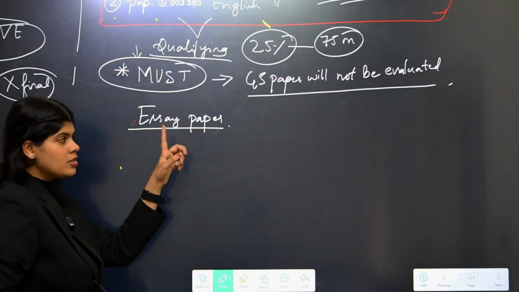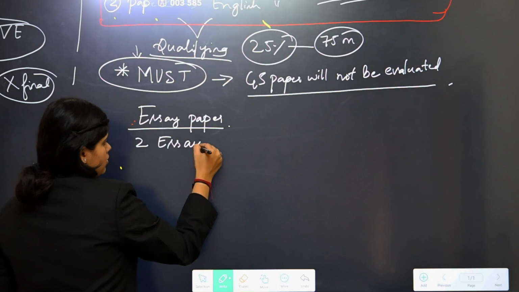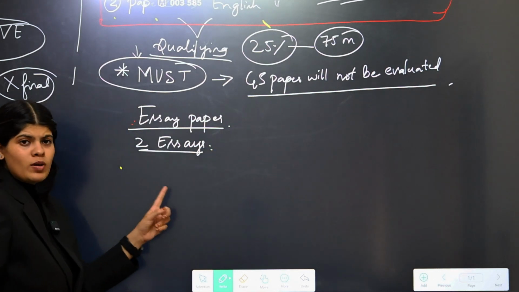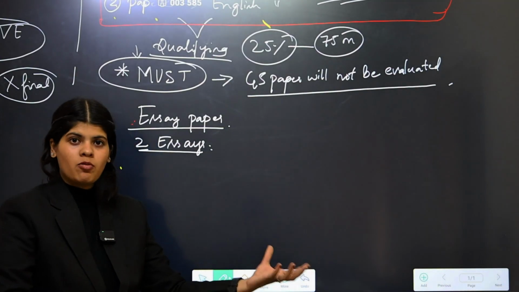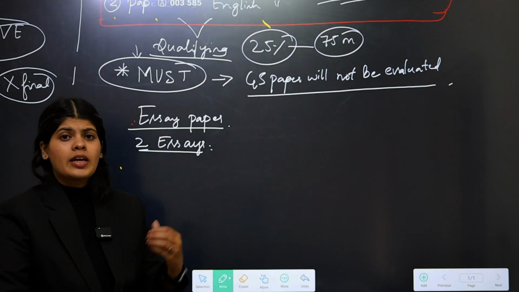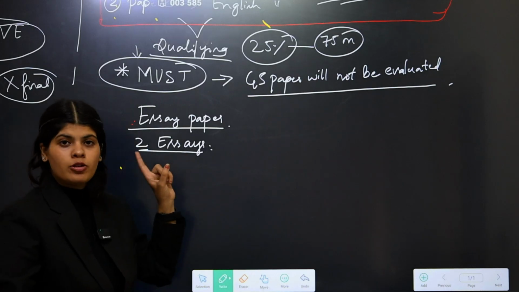So in your essay paper, you will have 2 essays. It can be from any topic. It can be from current affairs, current issues, polity, society. So it's up to them. So you will have 2 essays.